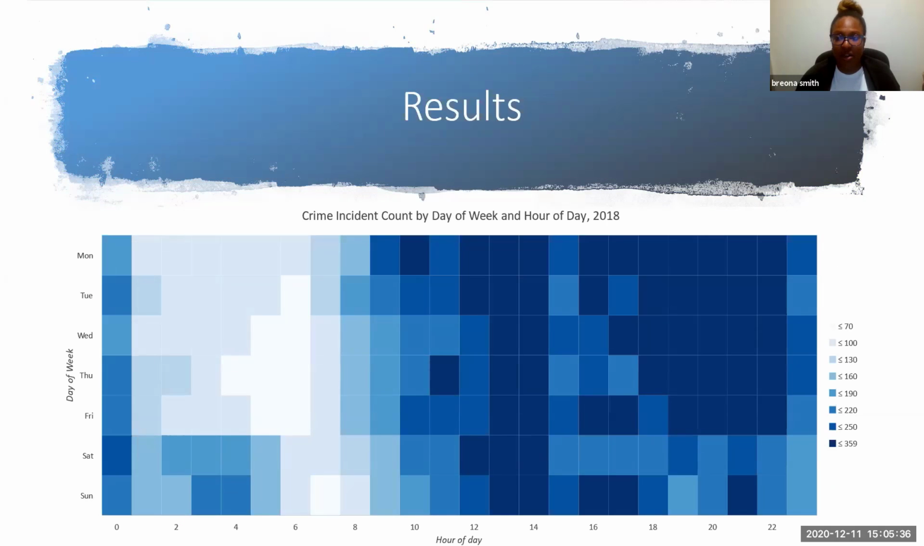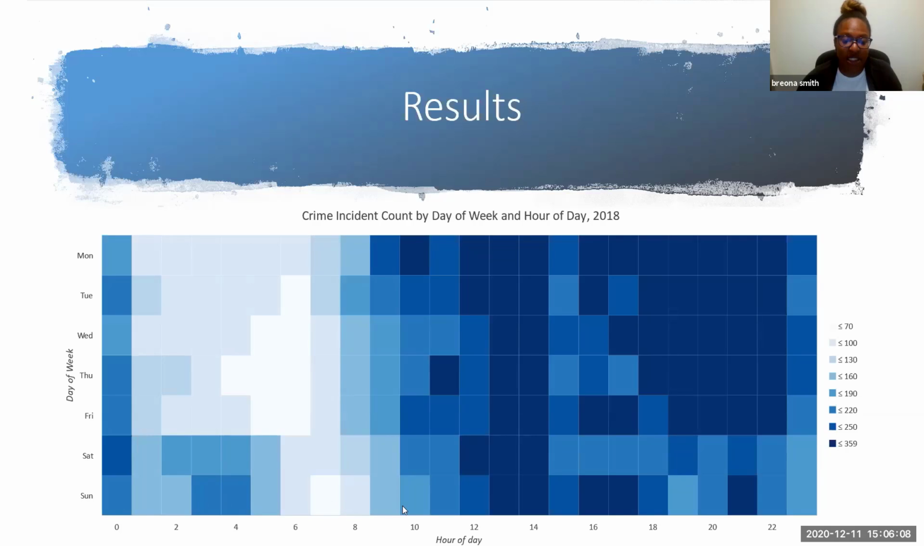For my results, the first result is a calendar heat chart. As the shades of blue get darker, the crime incidents have a higher value, and the lighter shades of blue show that there is a lower value of crime incidents. So from 10 a.m. to 10 p.m., you can see that there is an increase of crime within the city of DC. And from 12 o'clock to 9 a.m., there was actually a decrease in crime.